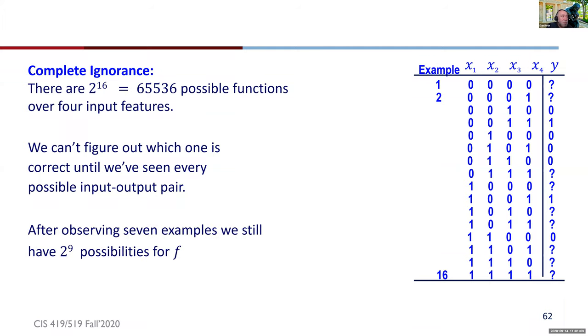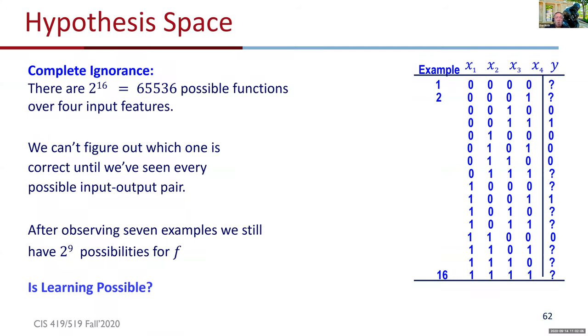And really there's no way to make a distinction between them, right? So after observing seven examples, we still have two to the nine possibilities for f, and I have no idea which one is right. You gave me a few. Which one is correct? Is learning even possible given this? Of course, I can give you all 16 examples with labels, but then there's no learning, right? I basically gave you the function. Once I give you just a few examples and ask you to learn a function that will allow you to make predictions on the rest, what we see here from this very simple example is that there are way too many options. How can we tell which one is right?